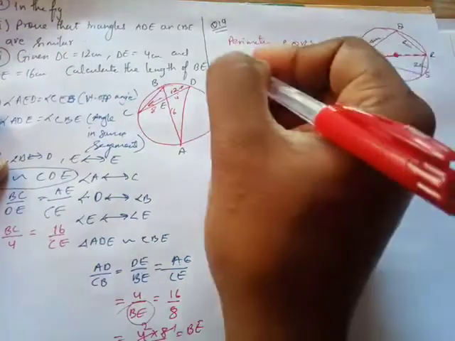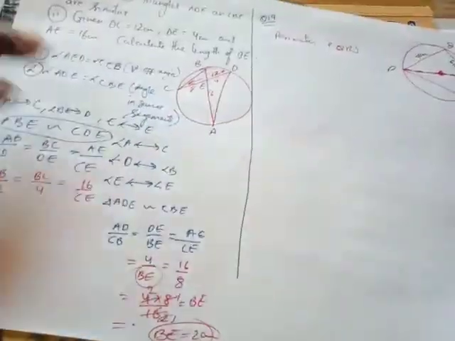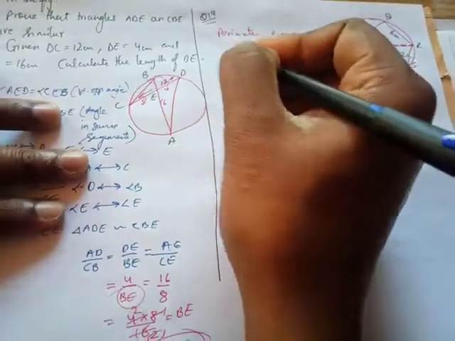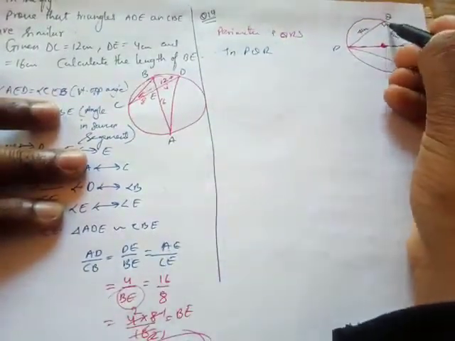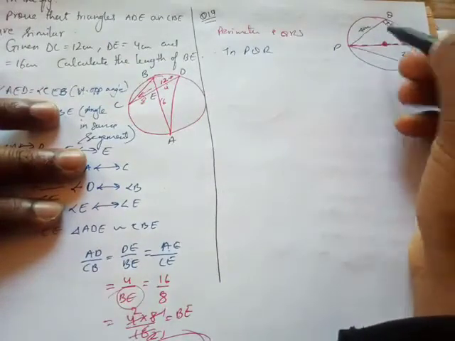So what I'll be doing, I'll be looking in triangle first. Which triangle will I be looking in? I'll be looking in triangle PQR. PQR is a right angle triangle because this is right angle, 90 degrees. You know that it's in a semicircle.